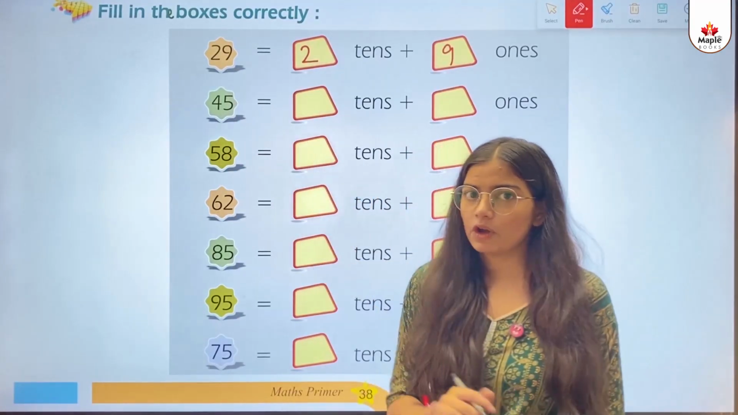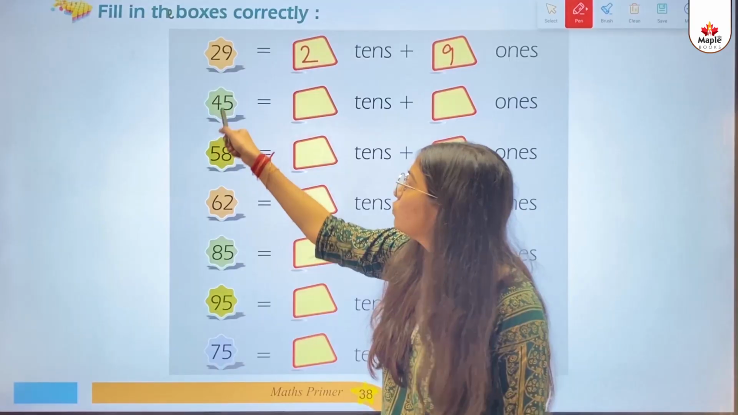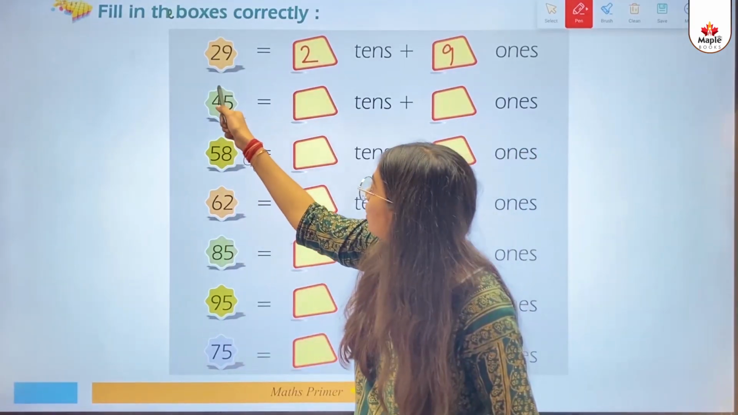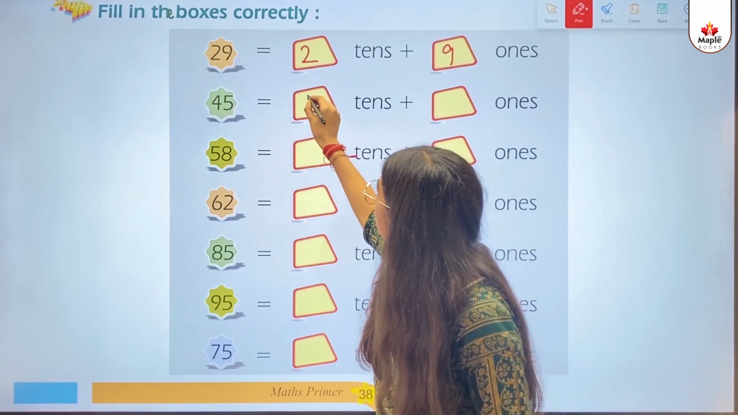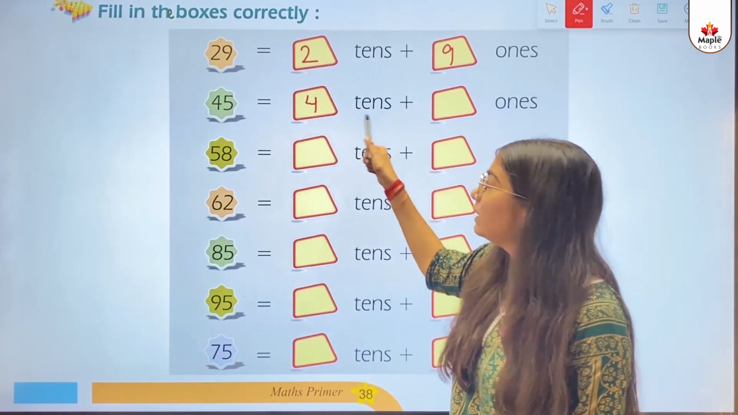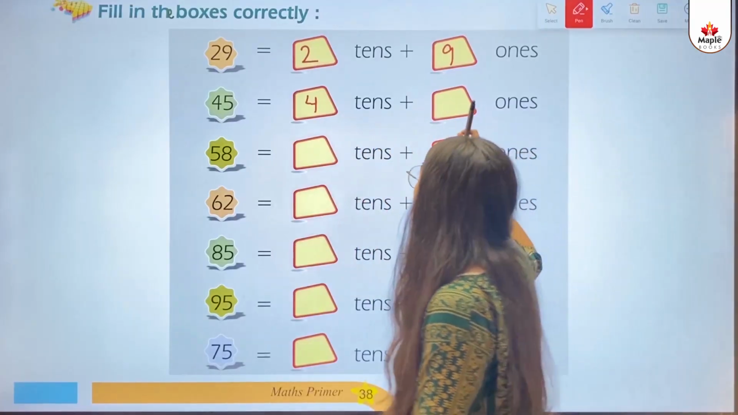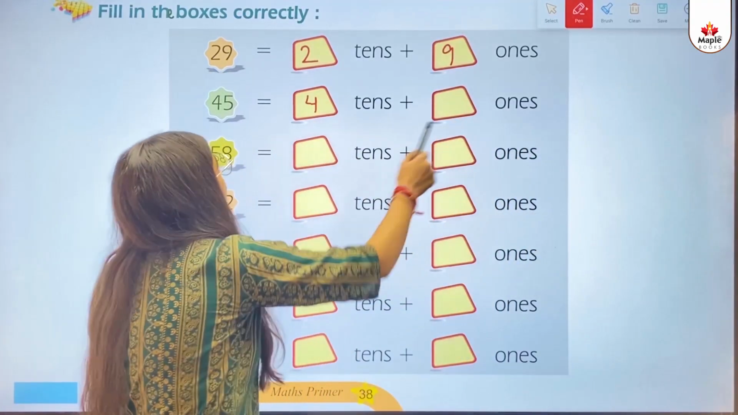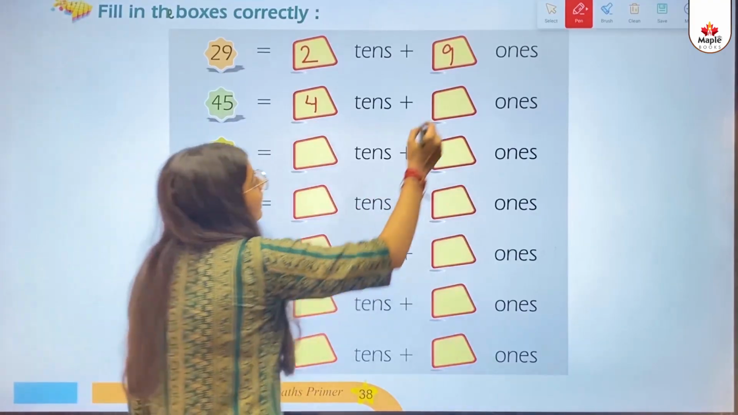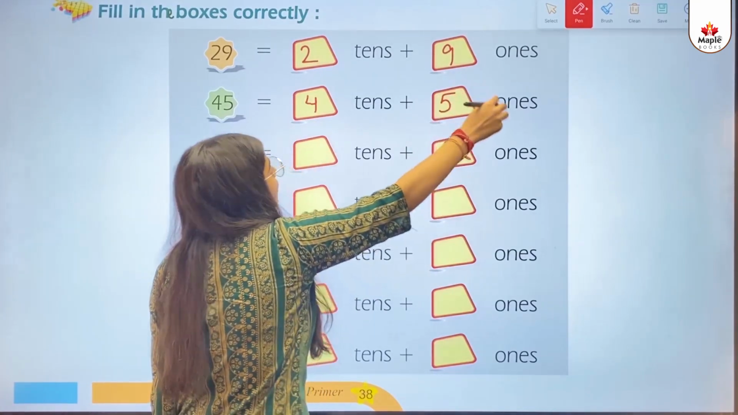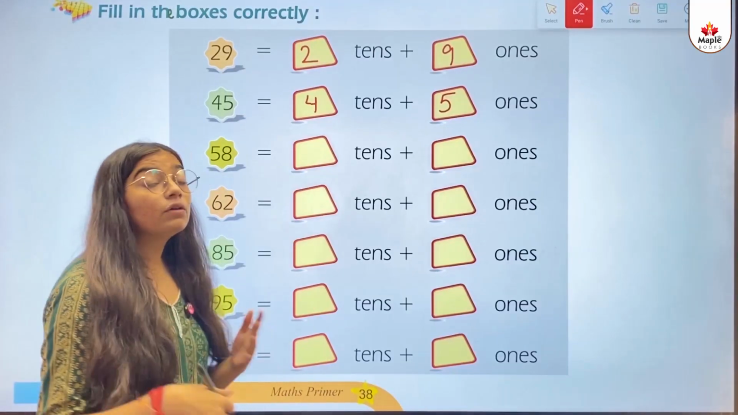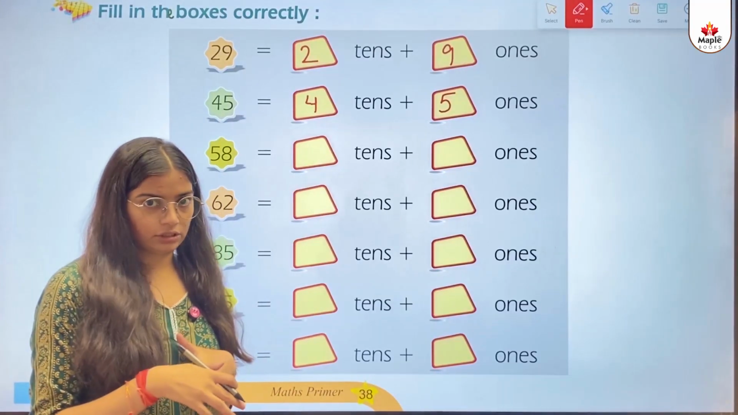4, 5, 45. So, the first one is always on the tens place. So, this one is 4. We will write 4 here for the tens place. Then, plus dash ones. What is written here? That is 5. So, we will write 5 here. 5 ones. That's how we fill, and that's how we solve these types of questions.